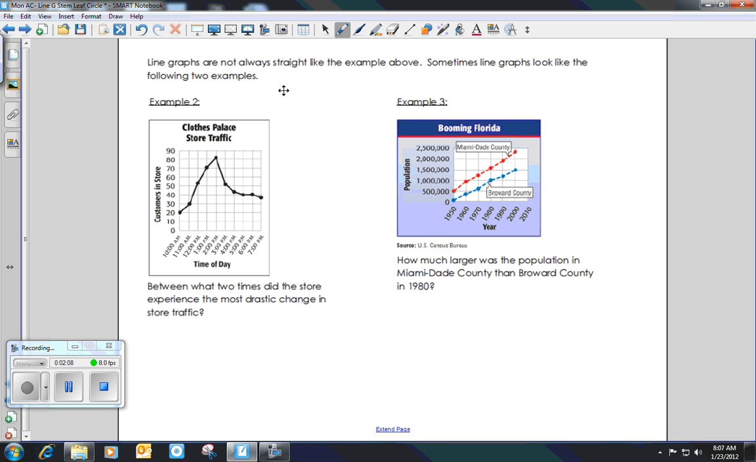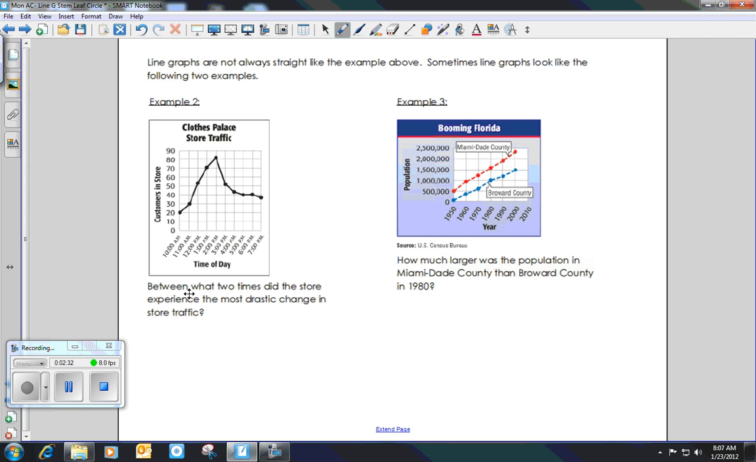Line graphs are not always straight lines though. Sometimes showing trends over time, like in example 2, you're going to have the line going up and down. This graph is an example of store traffic. That's how many people are in the store. The bottom part is time of day. The x-axis is time of day, and the y-axis is customers in the store.